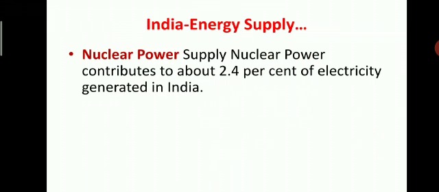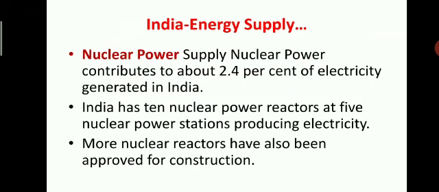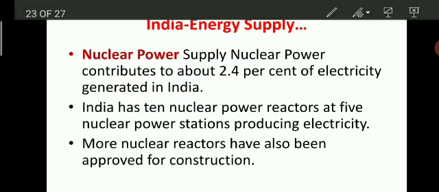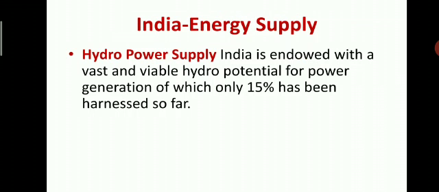Nuclear power, let us see. Supply of nuclear power contributes only about 2.4% of electricity generated in India. India has 10 nuclear power reactors at 5 nuclear power stations producing electricity. More nuclear reactors have also been approved for construction. So this is the nuclear scenario of our country. Tremendous research is going on in the production of electricity with nuclear power, and this is one of the things we will go into in further sections.